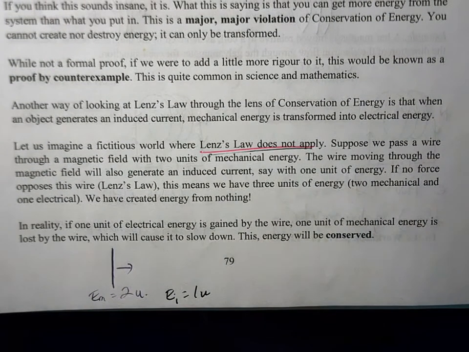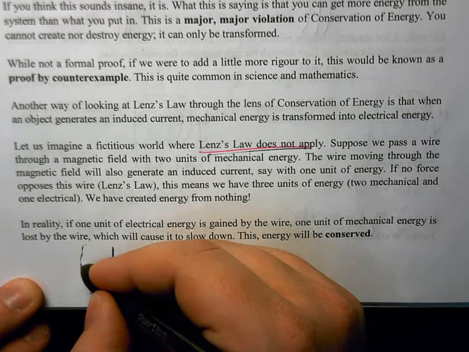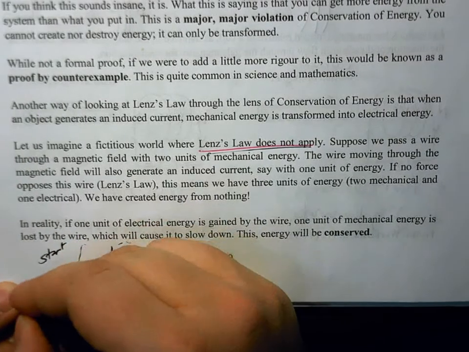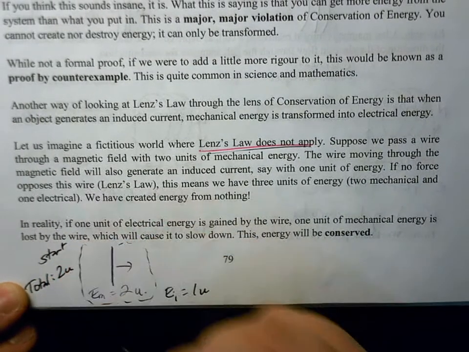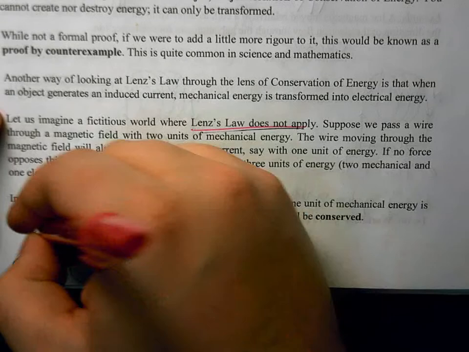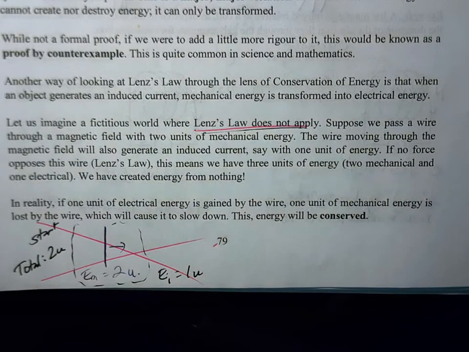What that means is that we now have 3 units of energy. But we started out, so I'm just going to box this, the total energy that we started with is 2 units of energy. Now, if we get this induced current that adds 1 unit of energy, we now have 3 units of energy. That 1 unit of energy just magically came out of nowhere. That's not going to work. That doesn't conserve energy. So this is entirely fictitious.